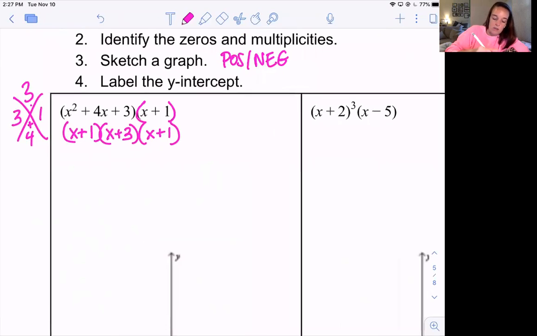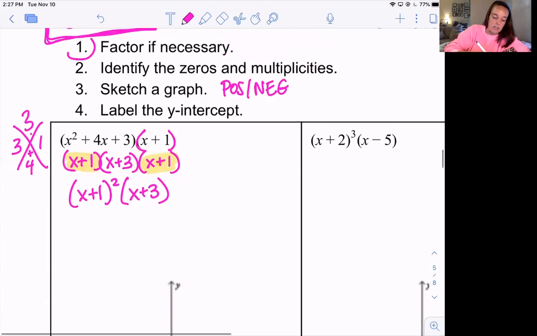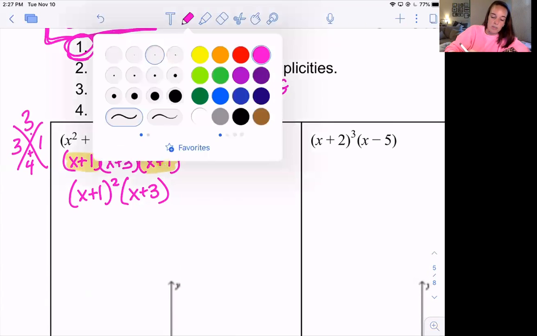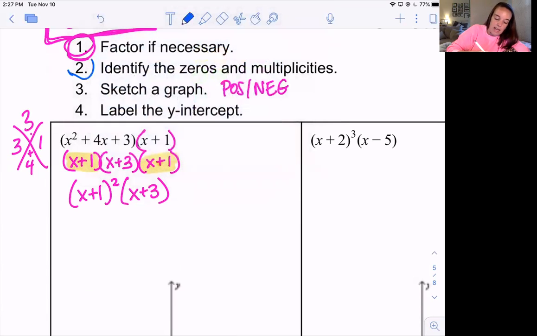All right. So you might notice that you could write this as x plus 1 squared because there are 2 x plus 1s. And then we also would have the x plus 3. That's like the fully factored version. So step 1 was to factor if necessary. Step 2, identify the zeros and their multiplicities.